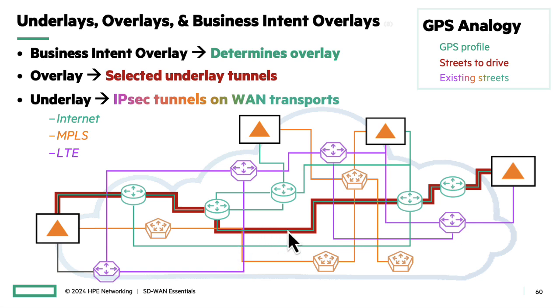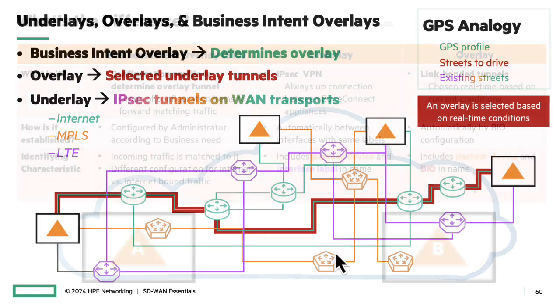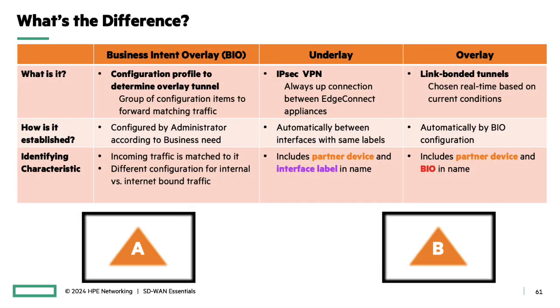The GPS analogy is a relevant way to visualize the distinctions. The overlay tunnel, which is the best path to follow real time, is determined based upon current underlay conditions when the edge connect forwards matching traffic. It's not a separate VPN. Just like we don't build new streets every time we drive somewhere, our highlighted path is the logical path utilizing the streets or VPNs already built. So let's summarize the difference.